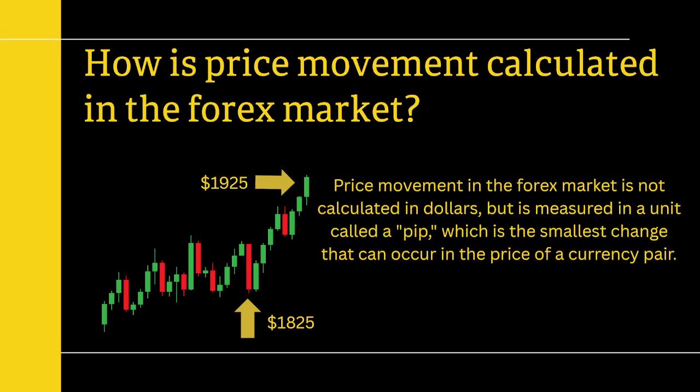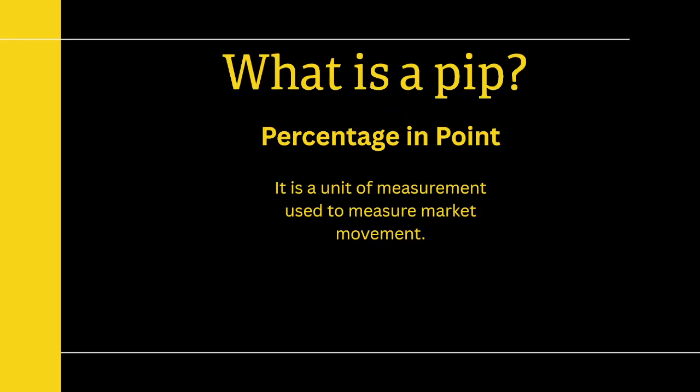First, let's take a look at how price movement is calculated in the forex market. Price movement in the forex market is not calculated in dollars, but it is measured in a unit called a pip, which stands for percentage in point. A pip is the smallest change that can occur in the price of a currency pair. It is a unit of measurement used to measure market movement.